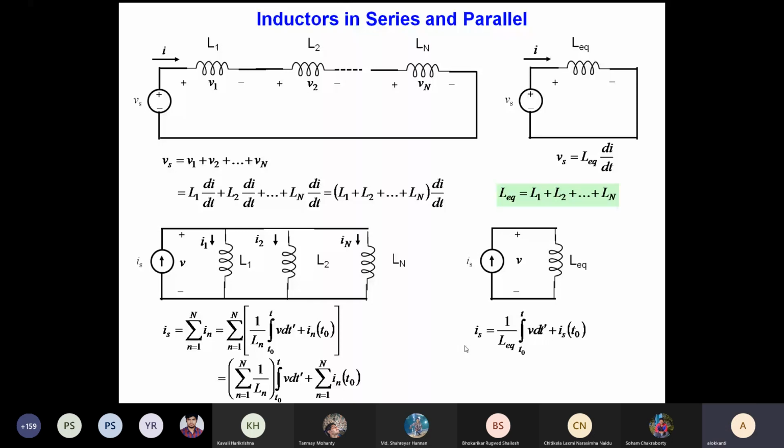So now, if we compare from this, ultimately you get that 1 by Leq equal to 1 by L1 plus 1 by L2 up to 1 by Ln. So Leq becomes the reciprocal of 1 by L1 plus 1 by L2 up to 1 by Ln. Okay, so that is how we can find it out. Inductors in parallel behave like parallel resistances. Whatever formula we have learned to find the equivalent resistance for parallel resistors applies to inductors in parallel.